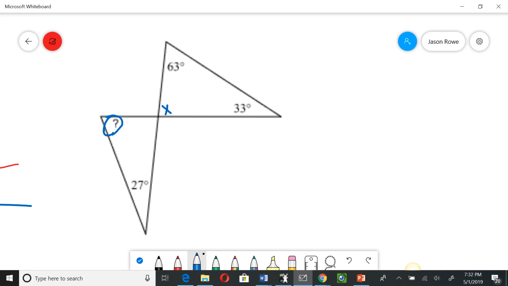So again, we're going to use the triangle sum theorem. 63 plus 33 plus the missing value will equal 180. So we're going to add these two values together. I'm not going to use a calculator for that one. 63 plus 33 is 96.